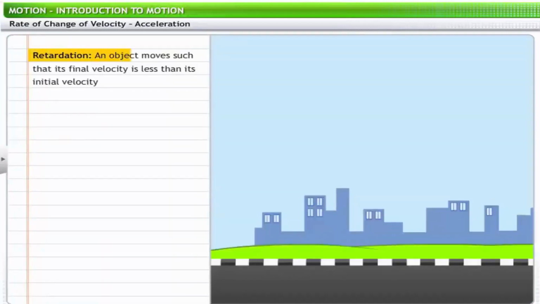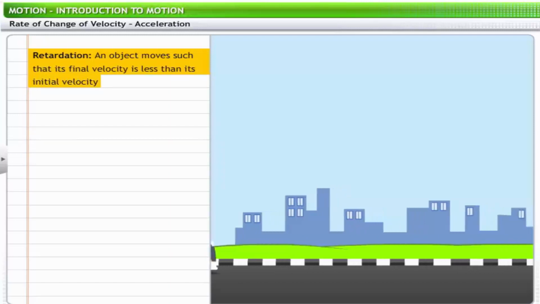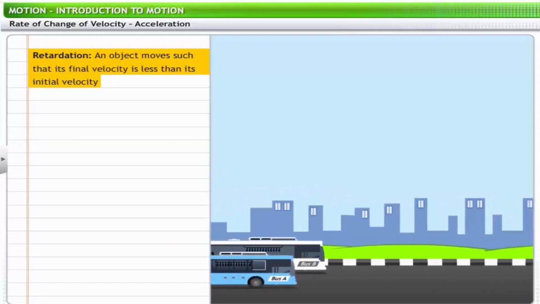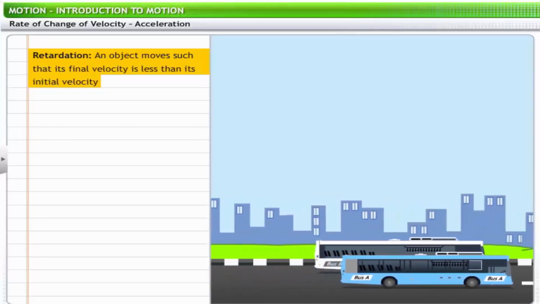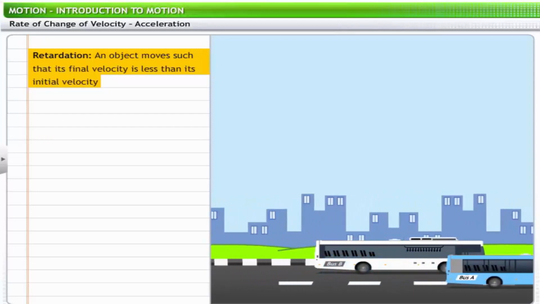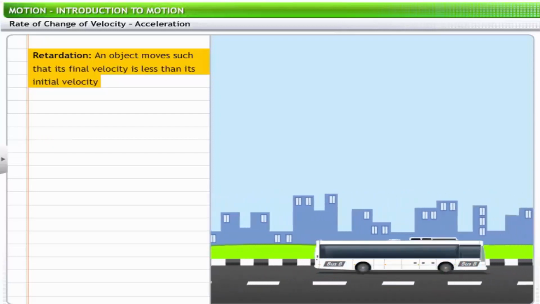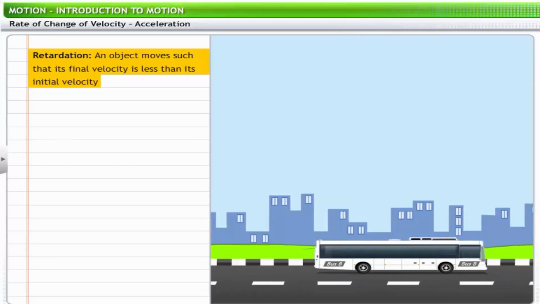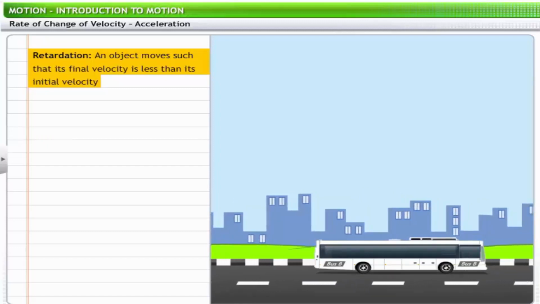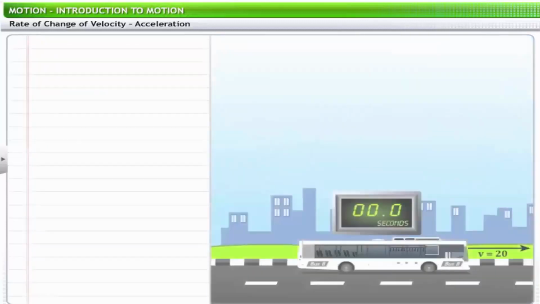When an object moves such that its final velocity is less than its initial velocity, it is said to possess negative acceleration or retardation. Here, the two buses, A and B, are moving along a straight path. The bus A is gaining velocity, hence it is accelerating, whereas the bus B is losing velocity, and hence it is retarding.